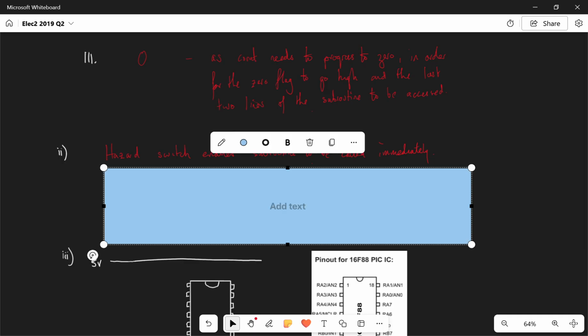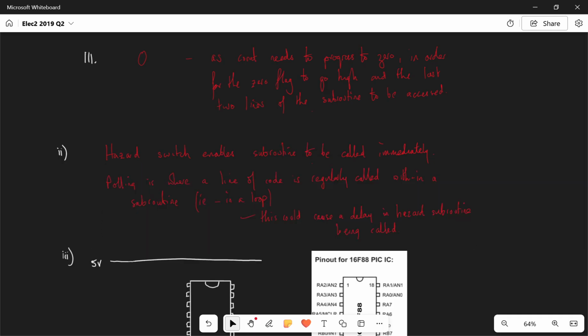Because polling is where a line of code is regularly called within a subroutine. This could cause a delay in the hazard subroutine being called. So when you're polling, because you're looping, there could be delays in terms of a particular line of code being accessed if you've pressed the switch and there's a particular hazard that needs to be responded to. But if you've got a hazard switch which basically interrupts the code, then it's done immediately.